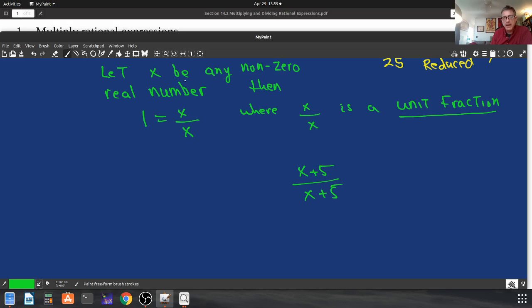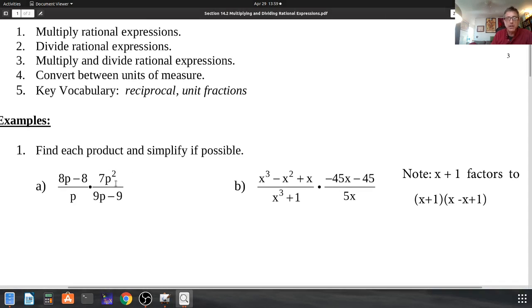So I can actually extend this definition: let x be any non-zero real number or polynomial. Then 1 is equal to x divided by x. And here x is probably a bad choice. I don't like using x to stand for polynomials like p or q, but I just wanted to show you that it also works for polynomials, because those polynomials, unless you plug in a value for x for which they're 0, are just numerical values.